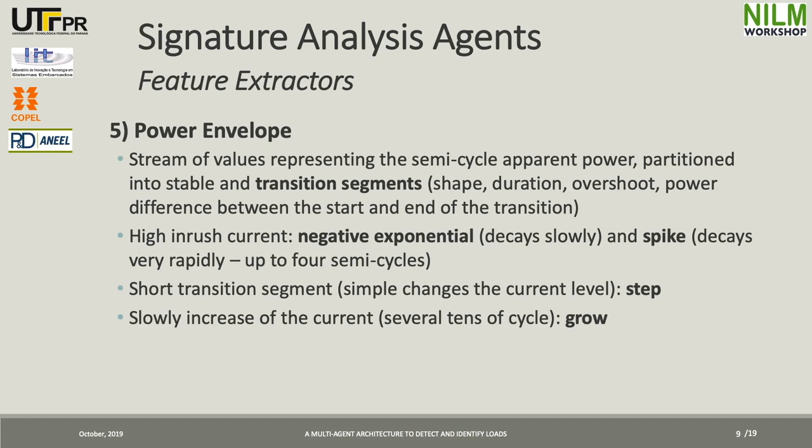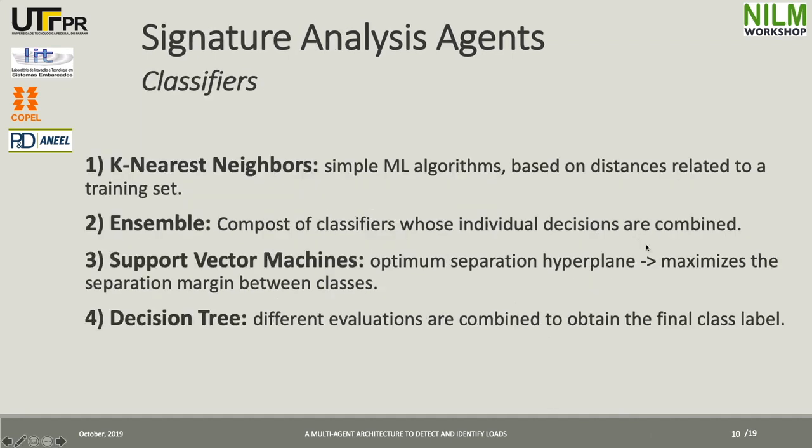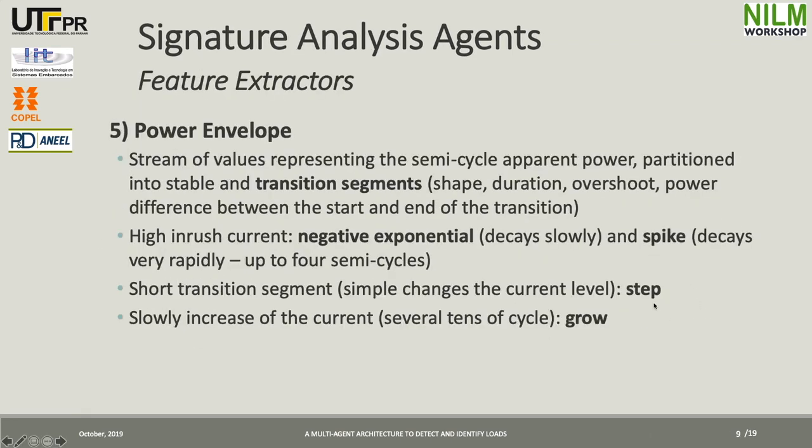I saw in the previous presentations a lot of work on power envelope, but these were power envelopes taken over a long period of time, maybe 1 hour. Our power envelope is taken during a transition of a few cycles or maybe 1 second long. We divided the power envelope into 4 classes. The first one we call negative exponential, the other one is spike, then step, and finally grow.